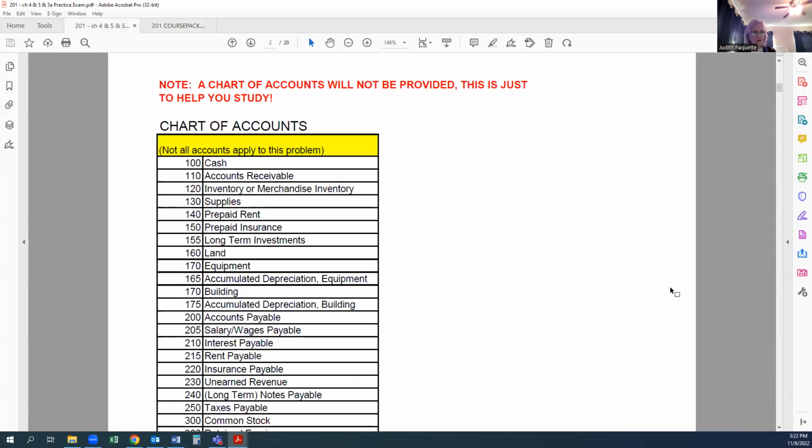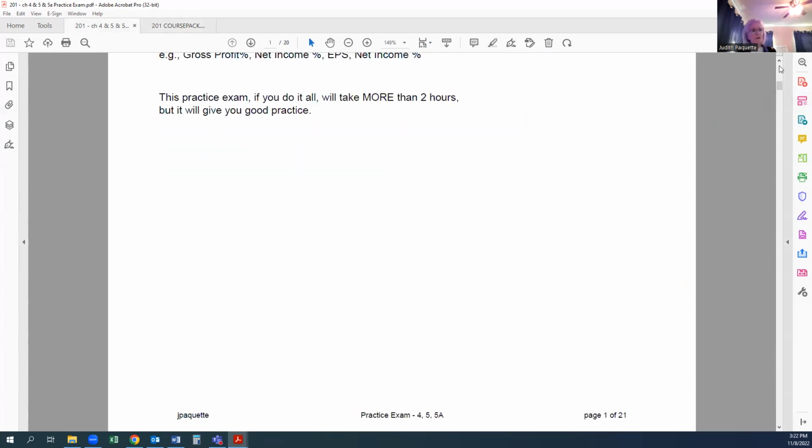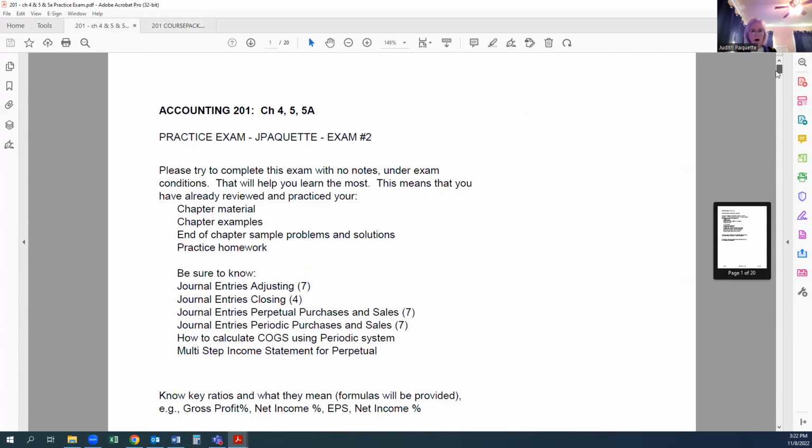So we have a lot of journal entries this chapter. The good news is chapter 6 does not have a lot of journal entries. In fact, it has 0. And chapter 7 has about 4 or 5 journal entries. So this is the bulk of the journal entries. So we've got 7 adjusting, 4 closing, about 7 perpetual, including purchases and sales, and 7 periodic, including purchases and sales.